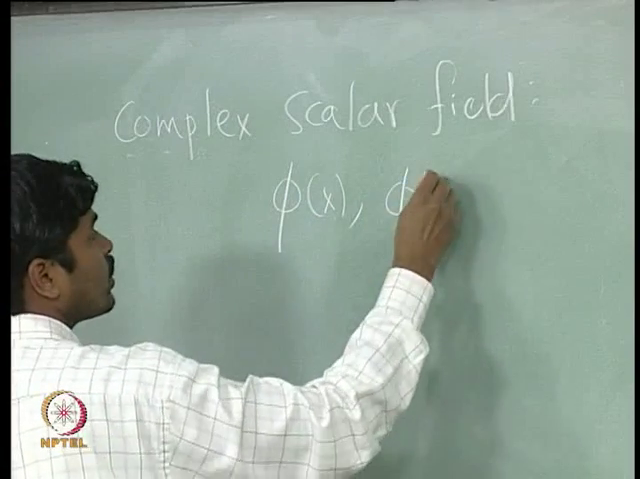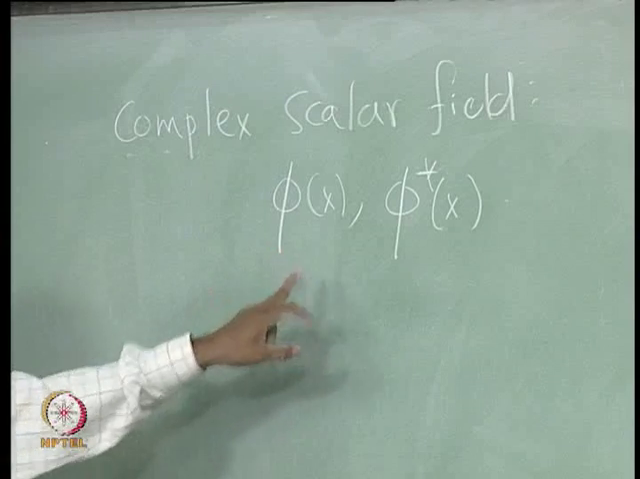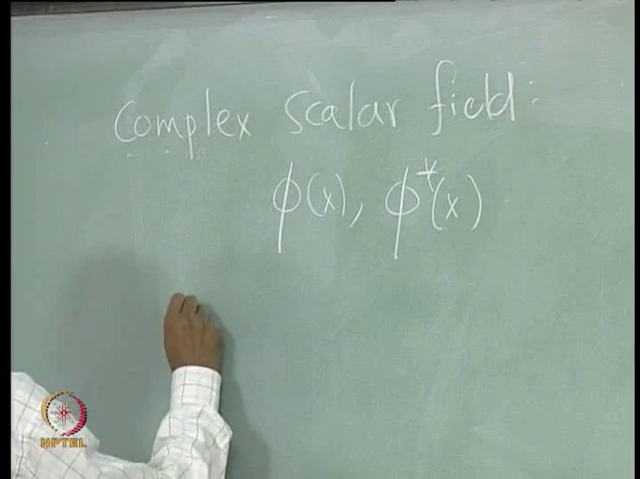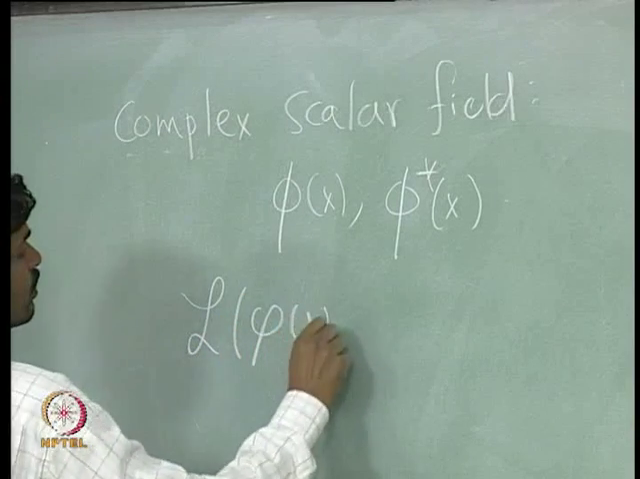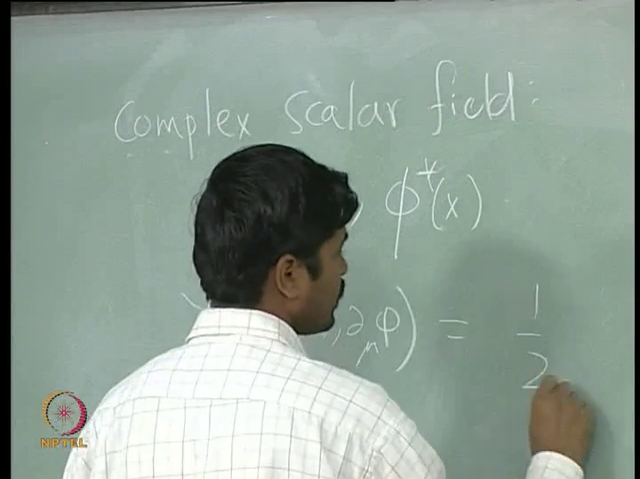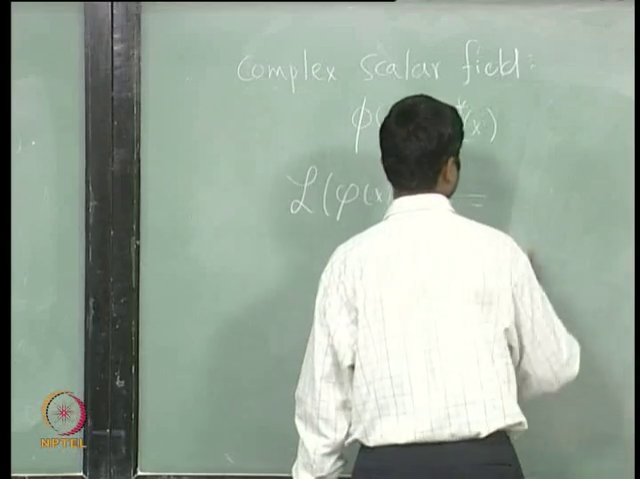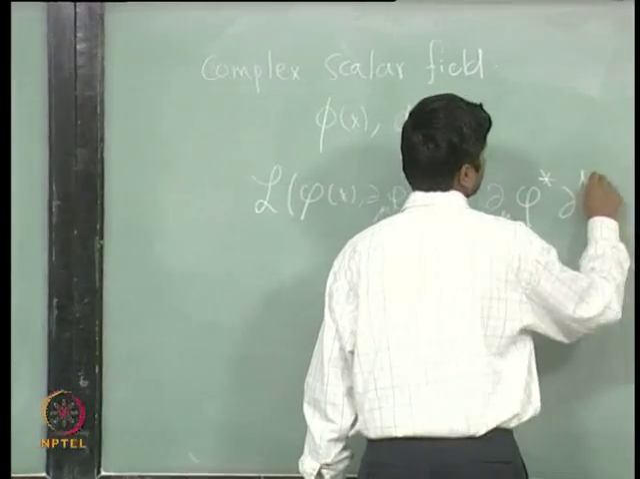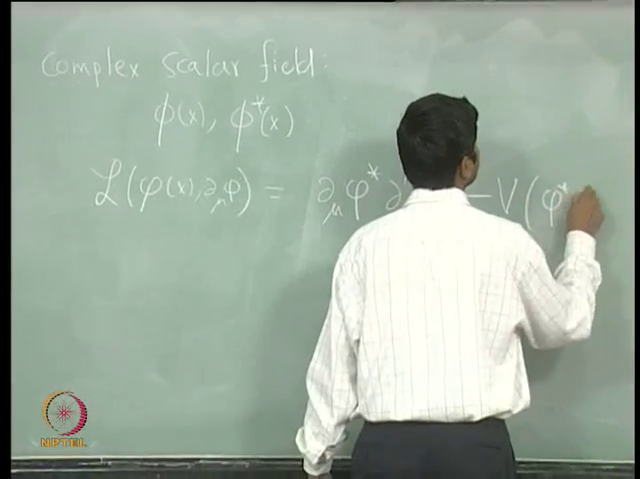Let us consider the complex field phi, where phi and its complex conjugate phi star of x are linearly independent, and let us consider the Lagrangian density L of phi to be del mu phi star del mu phi minus some potential V of phi star phi.